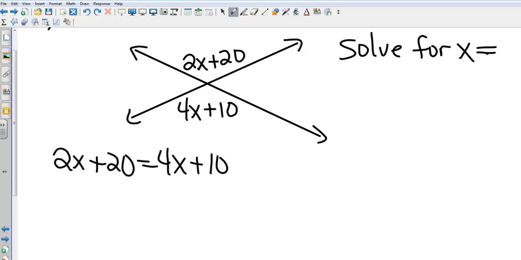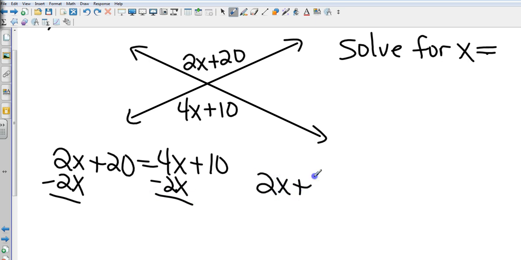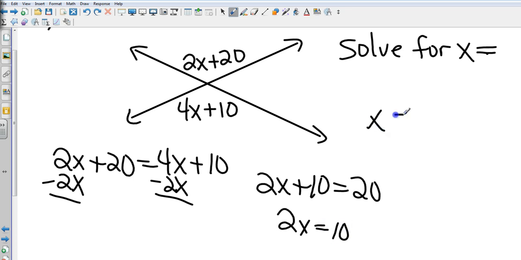Okay, so we modified the second angle to 4x plus 10. So we're going to subtract 2x from both sides. That's going to give us 2x plus 10 equals 20. Then I'm going to subtract 10 from both sides. So that's going to give me 2x equals 10, x equals 5. Now, be very careful here. If they ask you to solve for x, you're done. If they ask you to tell what the angles are, then you have to substitute it back in.